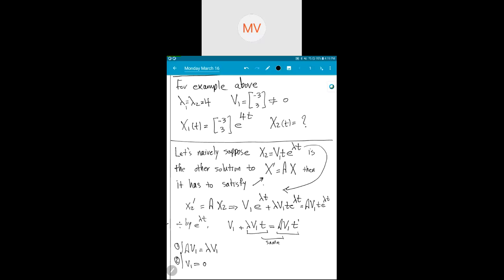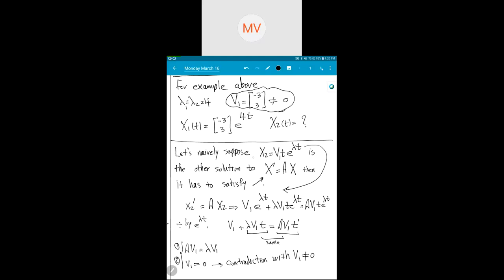Someone turn their mic on and tell me why the second one is not correct. At the top of the page, you put v1 can't equal 0. That's absolutely right. In fact, that's a contradiction, and it's not even an assumption, it's a fact: the eigenvector cannot be 0. Thank you. So this is a contradiction with the fact that the eigenvector cannot be 0. And where is this contradiction coming from? From the assumption that we made.